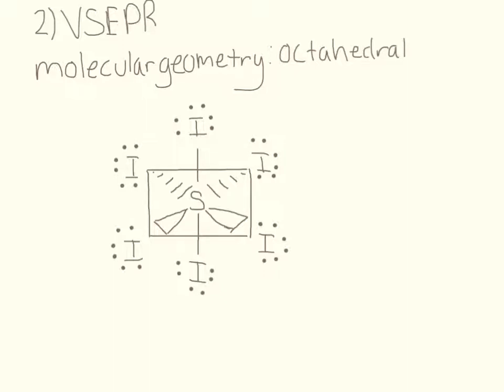So since we have no lone pairs, we do not have to worry about lone pair to lone pair repulsion or lone pair to bonding pair repulsion. And bonding pair to bonding pair repulsion is almost negligible. So we're going to have here all angles being 90 degrees.